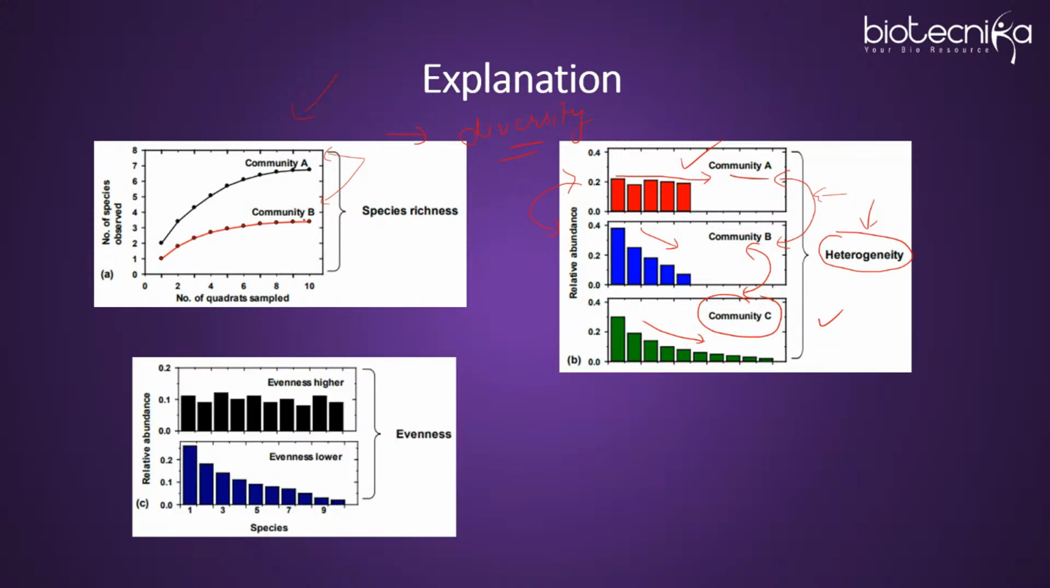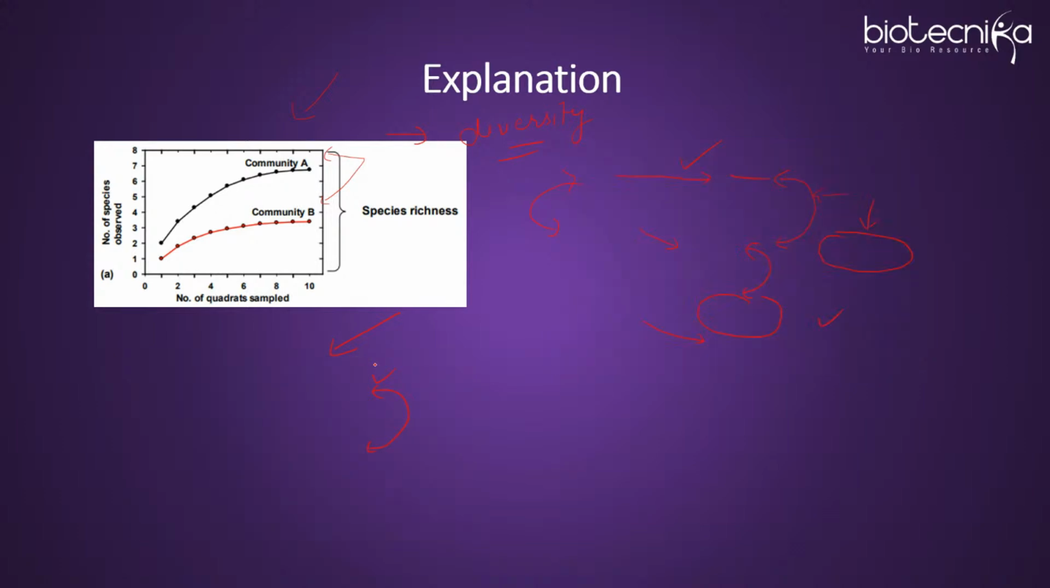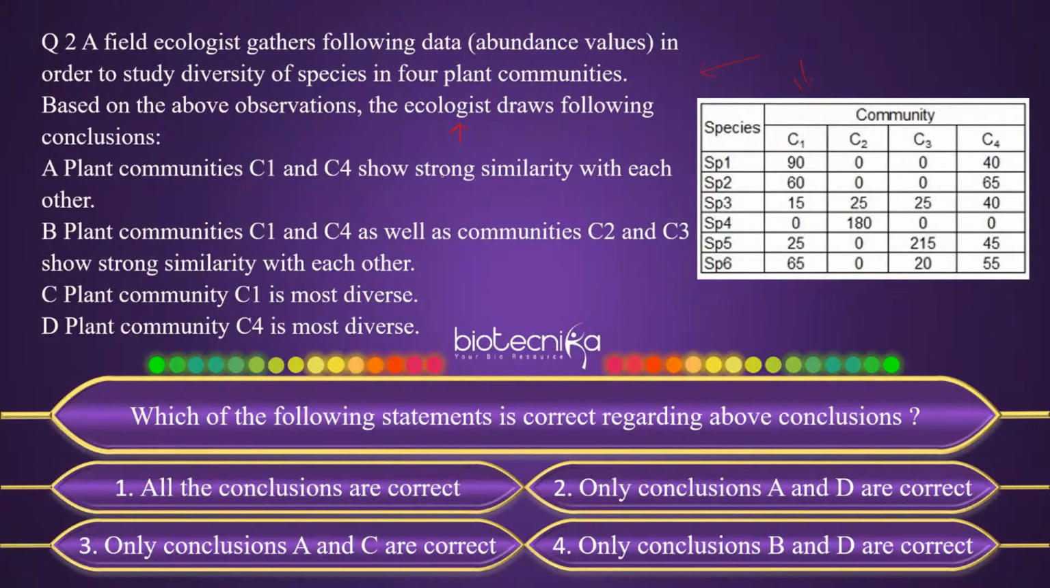Now, using the same theory, I'm sure you can tell which one of these two graphs will be richer and more diverse. That will be the first one. Why? Because the evenness is more. So based on this explanation, now let us compare these communities here.